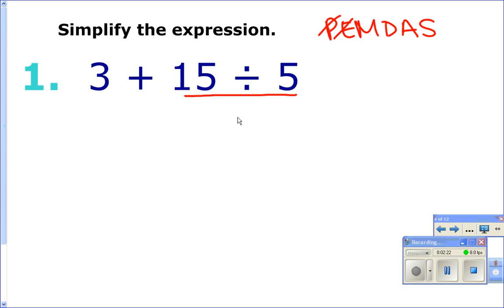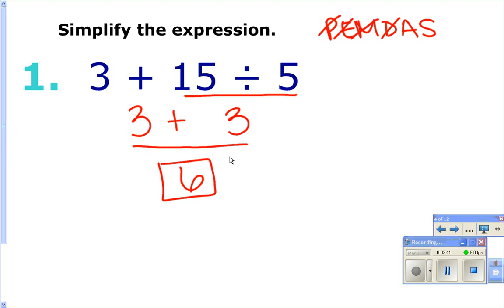We have 15 divided by 5, which is 3. You're going to write it right under that and bring everything else down. So you have 3 plus 3. Now you are done with multiplying and dividing. You're going to add and subtract. 3 plus 3 is 6. And then you're going to box your answer.